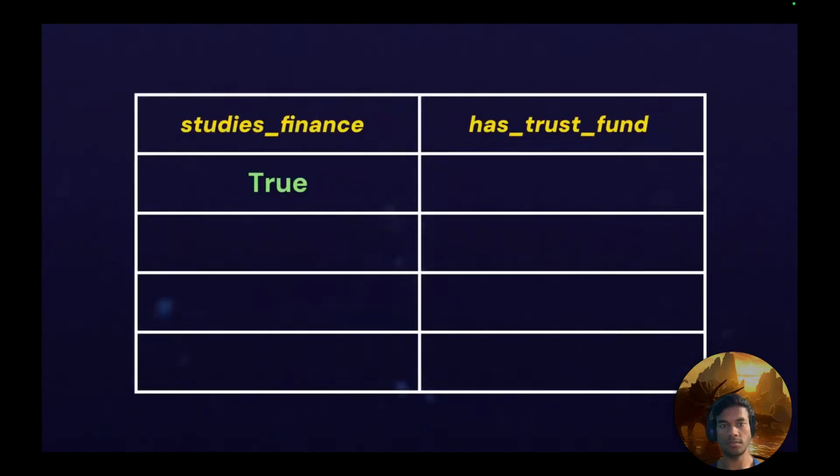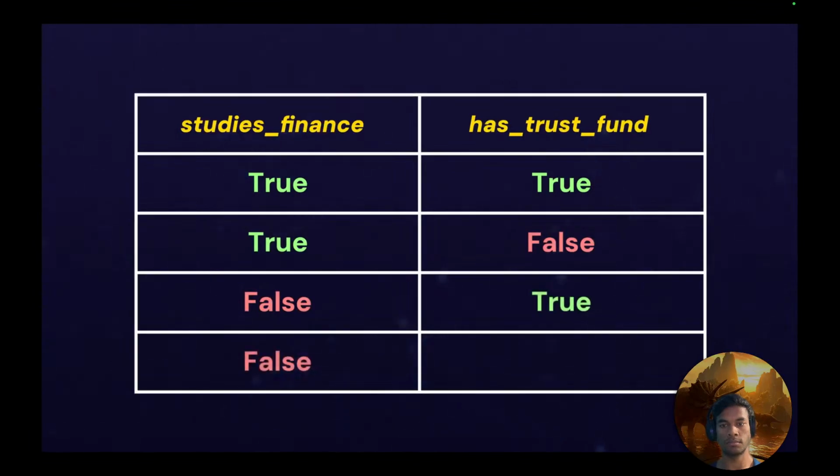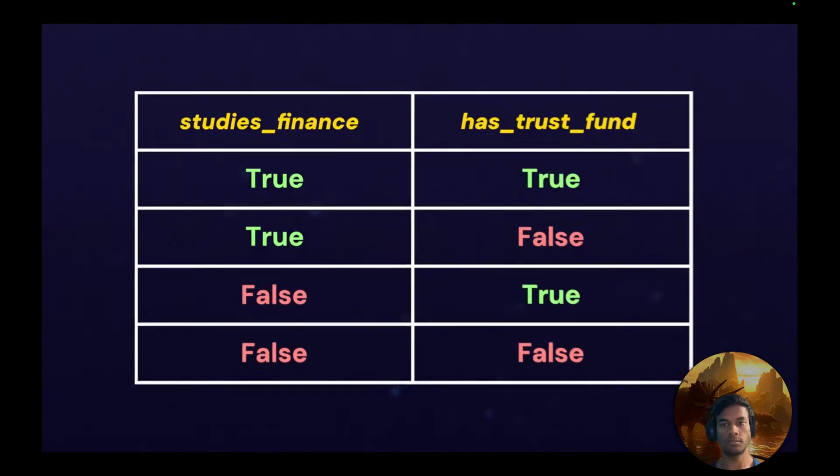Studies finance can be true, has trust fund also true. Studies finance true, has trust fund false. Studies finance false, has trust fund true. Studies finance false, has trust fund false. And that seems manageable, but what happens if we add a third field?